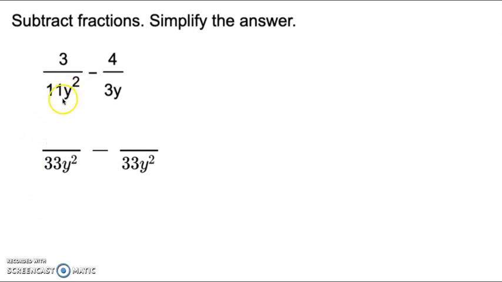Now to make 11y squared into 33y squared, I multiply 11 by 3. So when I multiply 11 by 3, I have to also multiply 3 by 3 to give me 9 on top. Now looking at the second one, to make 3y into 33y squared, I need to multiply 3y by 11y. So multiplying 4 by 11y, I get 44y. Now that both of my denominators are the same, I can subtract the numerators. So 9 minus 44y over 33y squared.